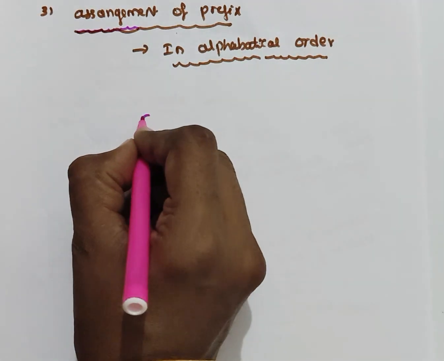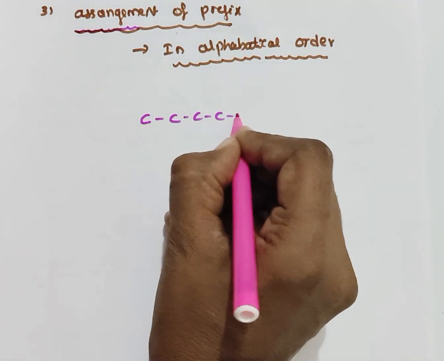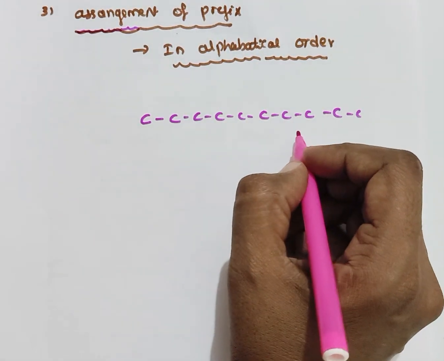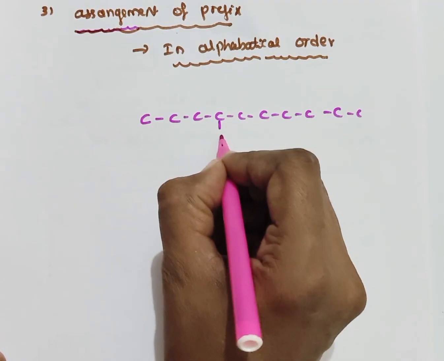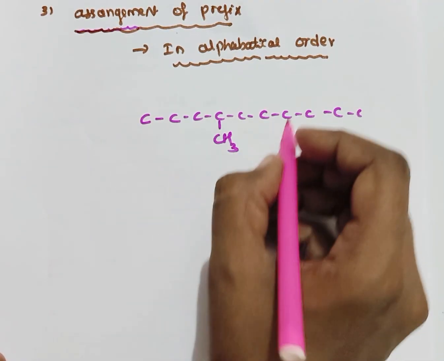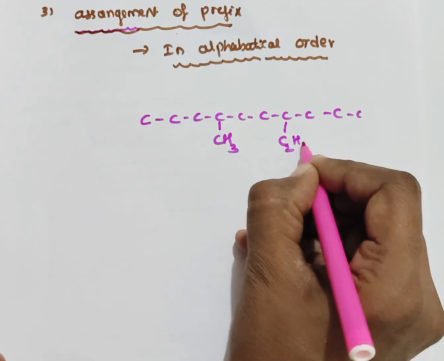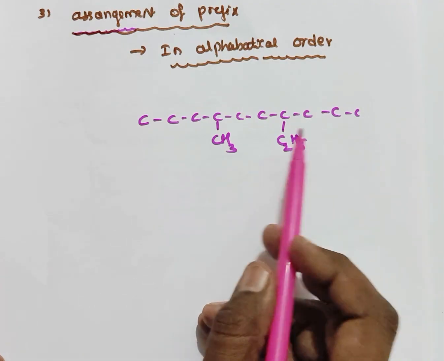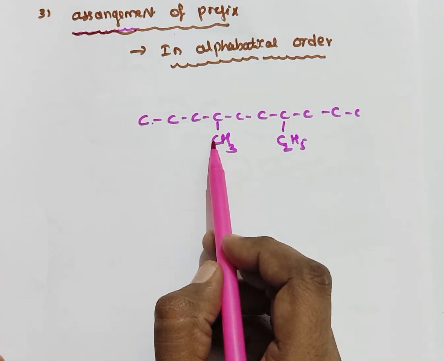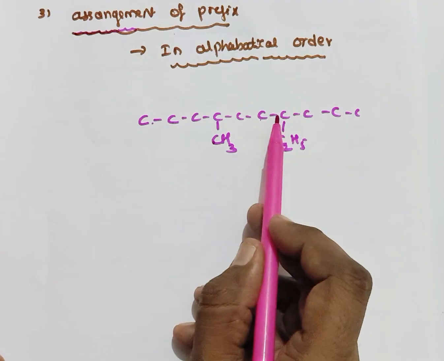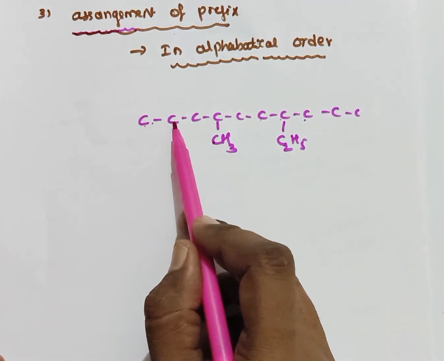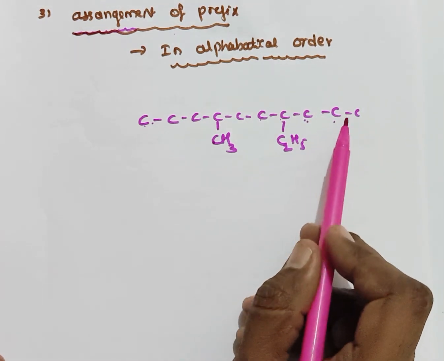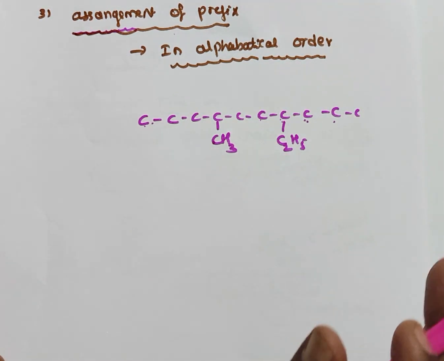Moving towards the third rule, the arrangement of prefixes. If our compound has more than one prefix, take an example. This is a compound; each carbon has hydrogen, it is understood. Here one substituent is CH3 and another substituent is C2H5. If the compound is like this, what is the first rule? Select the longest chain. 1 2 3 4 5, one chain. 1 2 3 4 5 6 7 8, another chain. 1 2 3 4 5 6 7 8 9 10, another chain. 1 2 3 4 5 6, another chain.